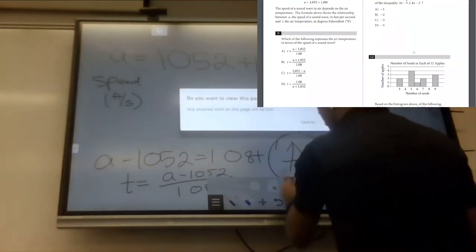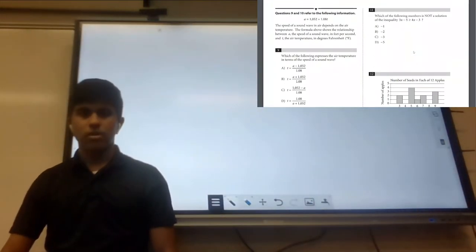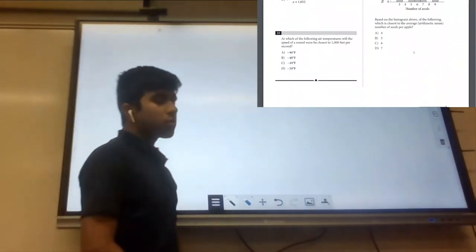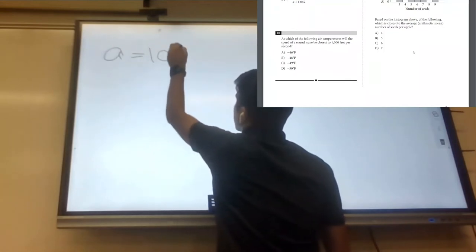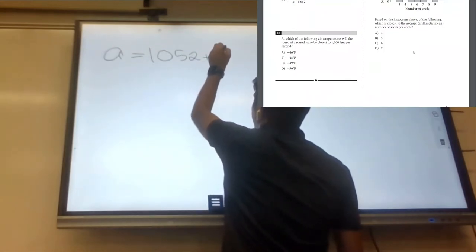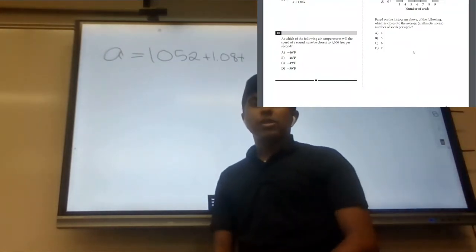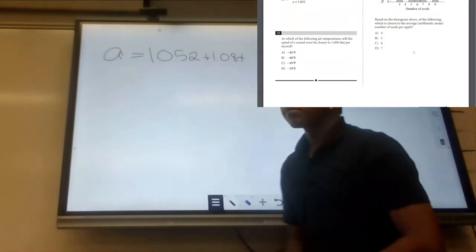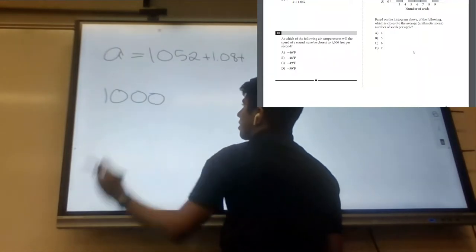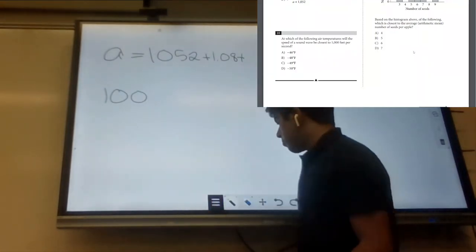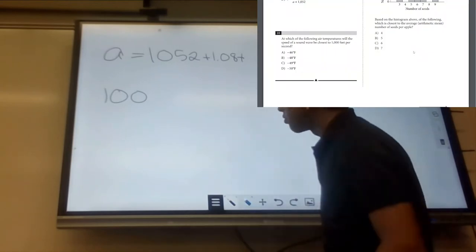Let's keep going. So we'll keep going down. Which of the following air temperatures will the speed of the sound wave be close to 1,000 feet per second? So we want this to be 1,000 feet per second, right? We're told close to. Well, we can just solve for T and then round it to the nearest one of the answer choices.